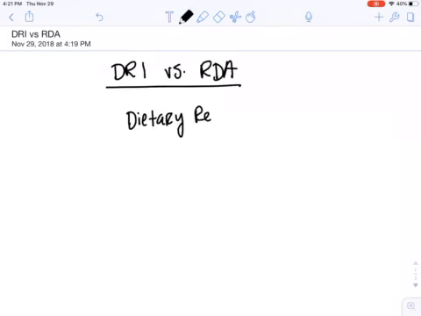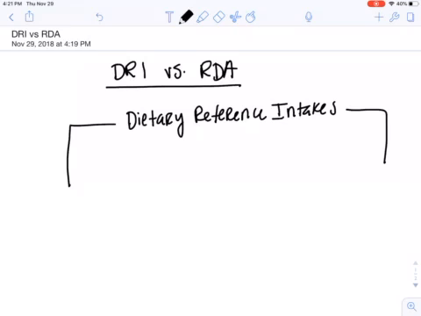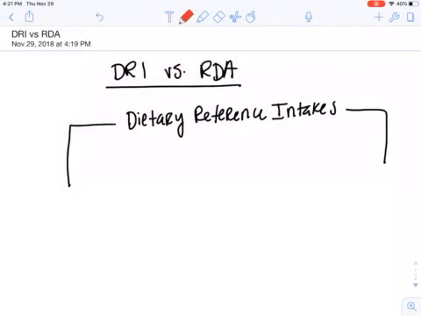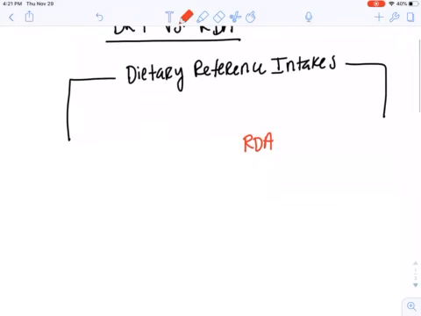So dietary reference intake is going to be the umbrella term. So dietary reference intakes is going to capture this umbrella of different terms. And one of those terms that falls under this category is an RDA. RDA is your recommended dietary allowance. I'm just going to abbreviate allowance to make it a little bit easier.